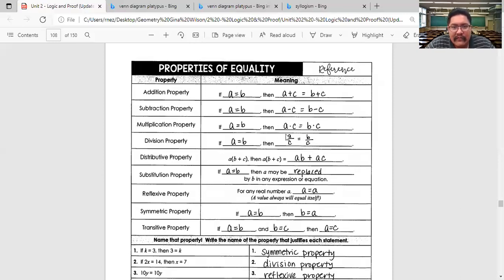Division property means to divide something by both sides. Now this one's probably a lot more common, especially if you have something like, just an example, 5x equals 15, right? You'd have to divide both sides by 5 in that case. So dividing both sides is something that you almost always do in most algebra problems.